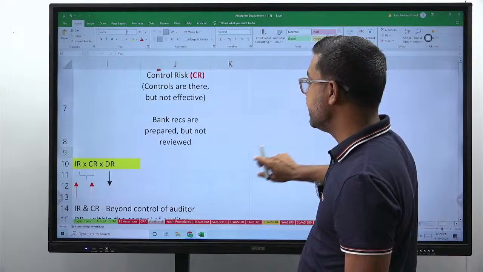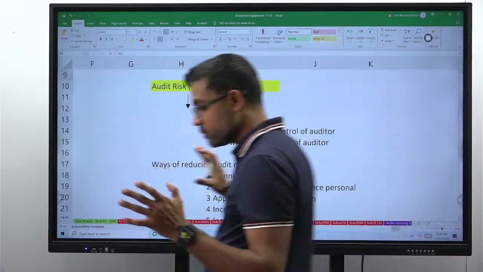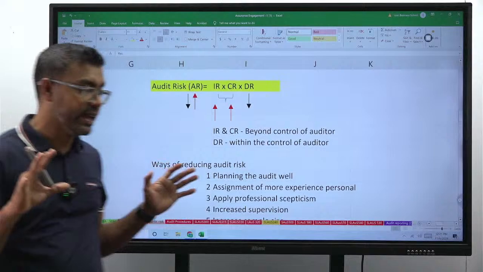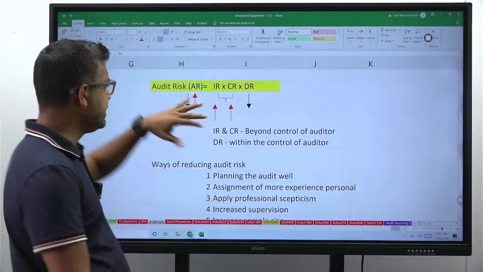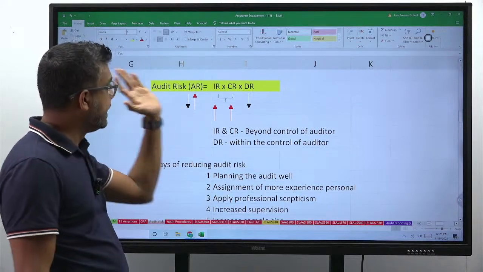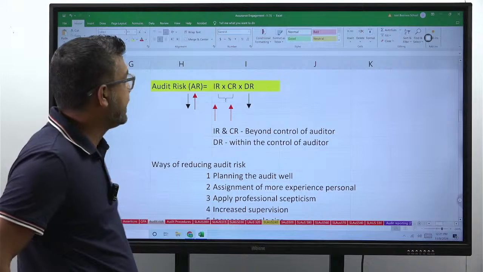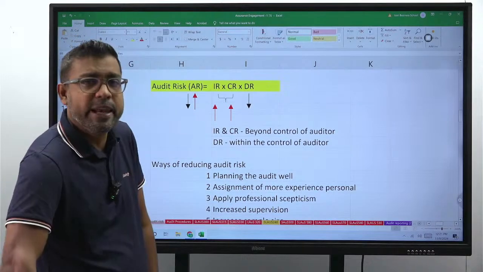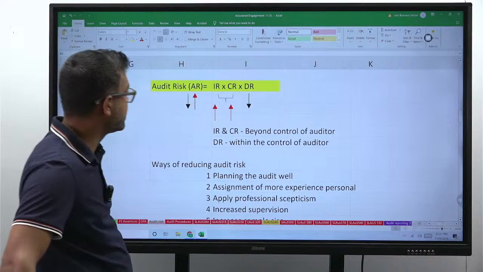So considering these three components of audit risk, we can have this formula to calculate audit risk. It's a logical formula. Audit risk equals inherent risk times control risk times detection risk. How do you explain this audit risk formula or equation to someone else?